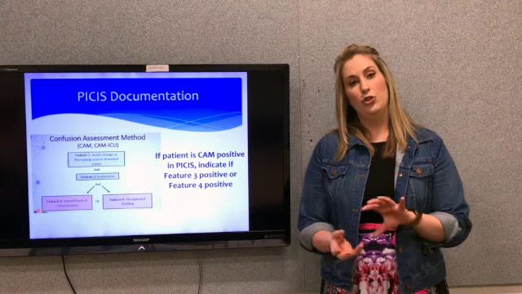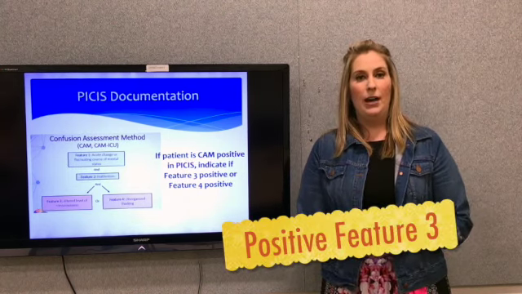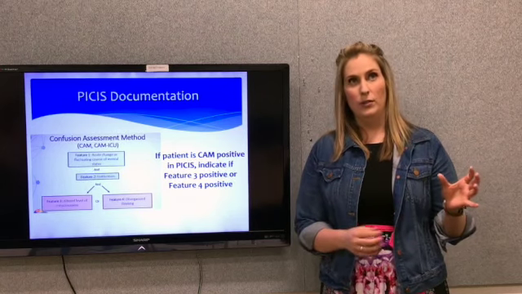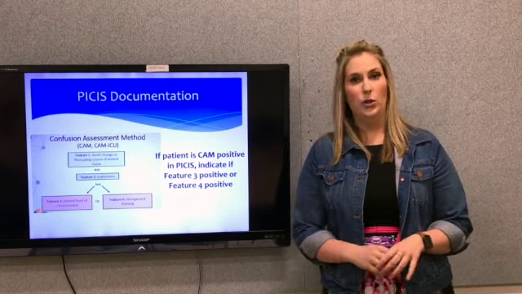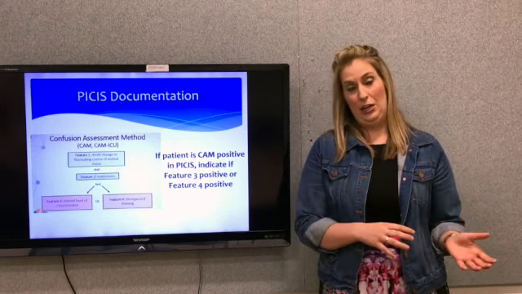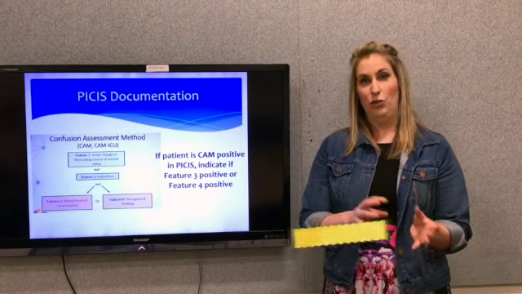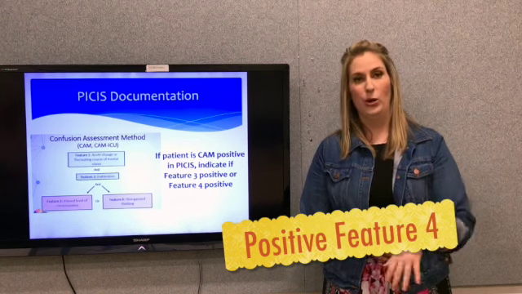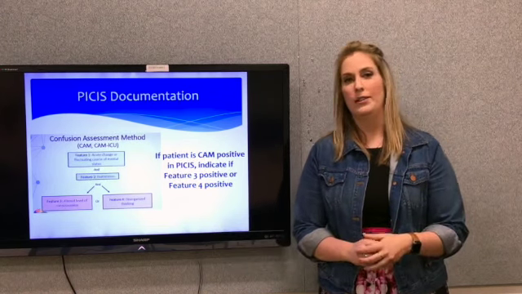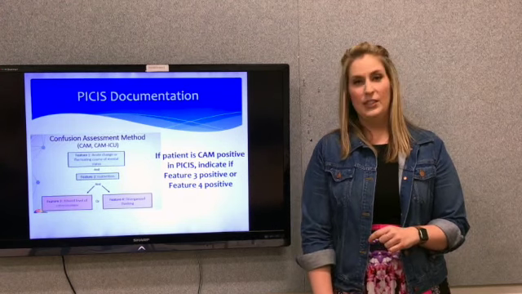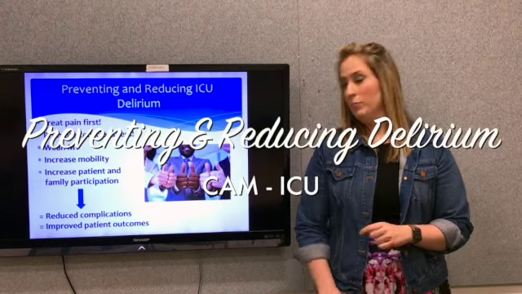So it's either going to be feature 3 positive, meaning that they had the inattention, they weren't able to squeeze, and their RASS was anything other than a 0. So it was a positive or it was a negative. Or you say they're CAM-ICU positive, stage 4, meaning that you had to go through onto the disorganized thinking questions and they didn't get those right. So it's nice to establish what they were positive in.